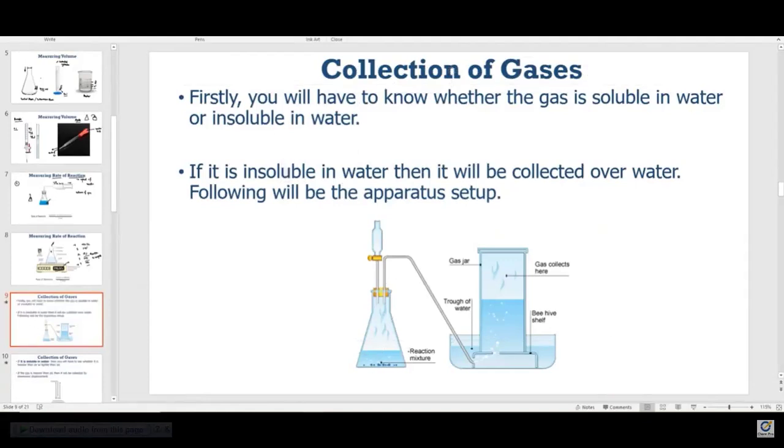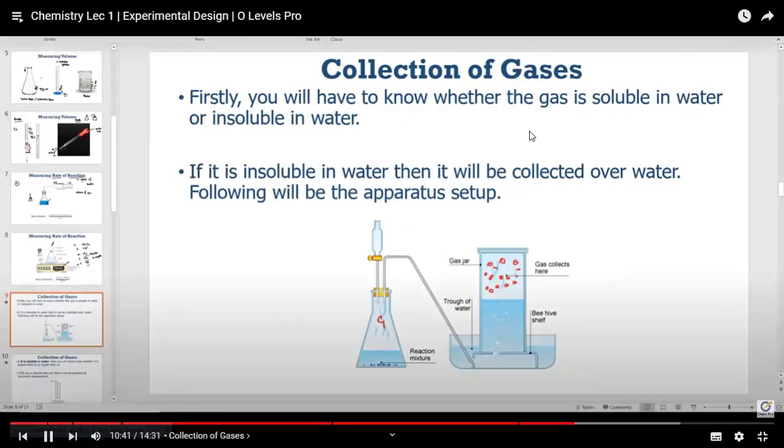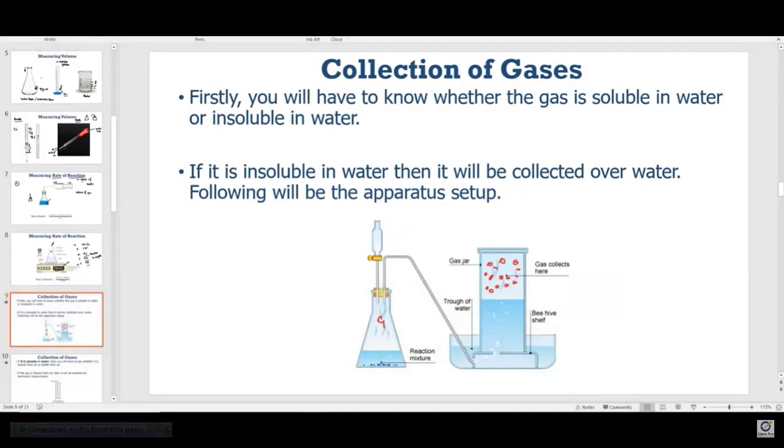Simple. This is a reaction mixture in which a gas is released. It will go into this delivery tube and bubble into water. Since it is insoluble in water, it will be collected over water here. Remember, this apparatus is only used for gases which are insoluble in water, because if it was used for gases which are soluble in water, the gas wouldn't have been able to collect over here. The gas would have entered the water and stayed there because it is soluble. So this apparatus is only used for gases which are insoluble in water.